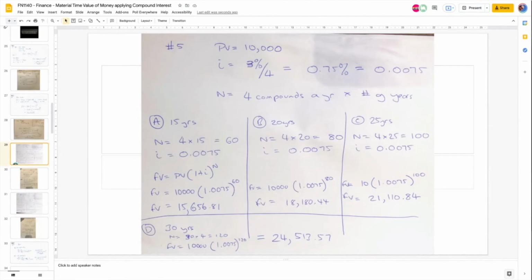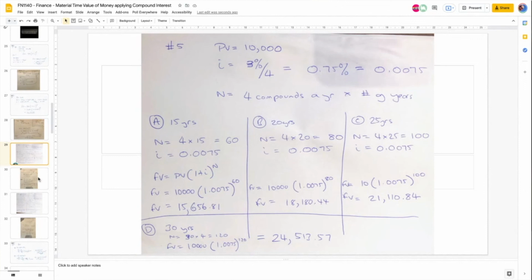So for number 5, basically we've got a present value of $10,000. We've got an I of, well, 3% is the nominal rate. It's quarterly, so what we got to do is take 3%, divide it by 4. That will give 0.75%, which is 0.0075. It's 4 compounds a year because it is quarterly, times the total number of years of the loan in order to calculate the value in.